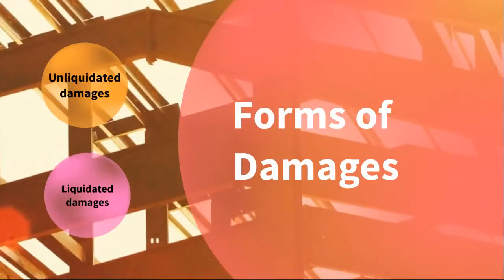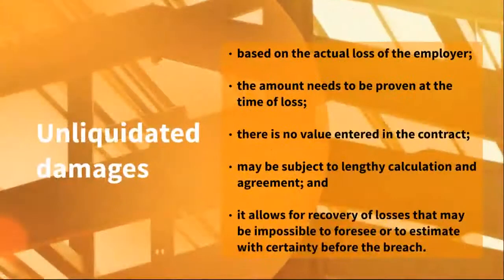Generally, damages have two forms: the unliquidated and the liquidated. The unliquidated damages are based on the actual loss of the employer, and the amount needs to be proven at the time of loss. It is not necessary to agree the level of damages at the beginning of the contract because usually there is no value entered in the contract.